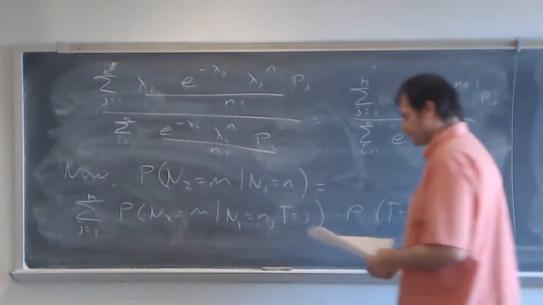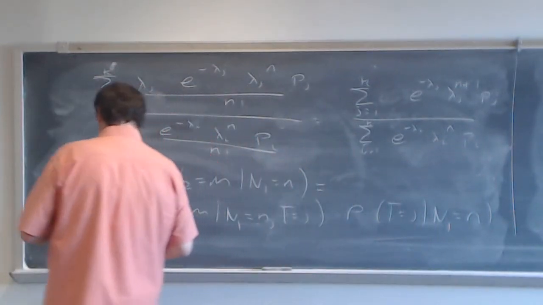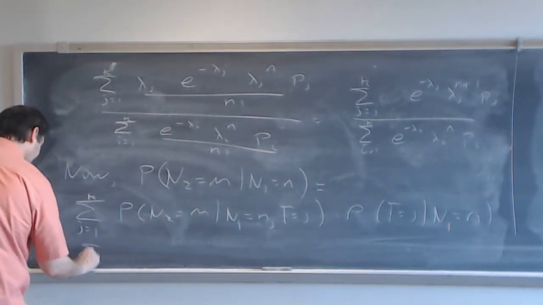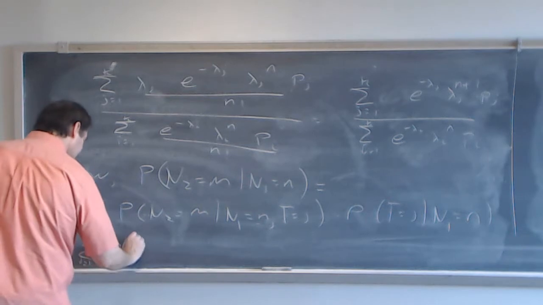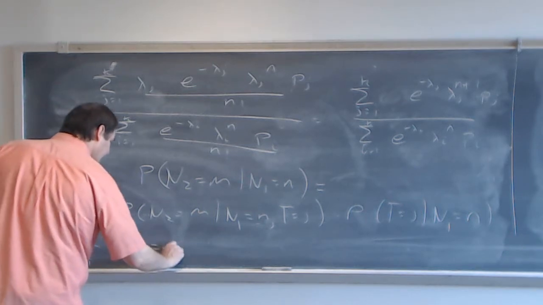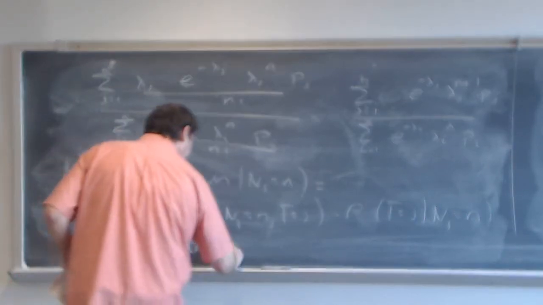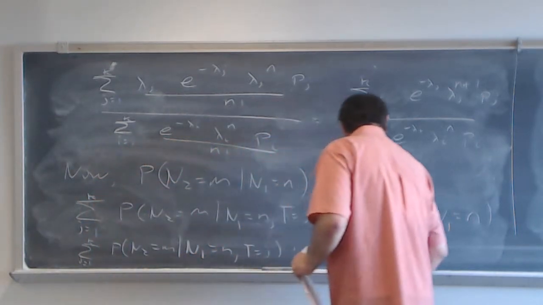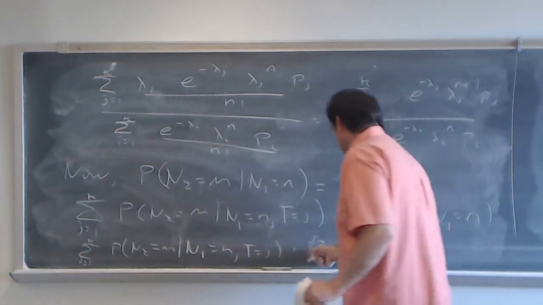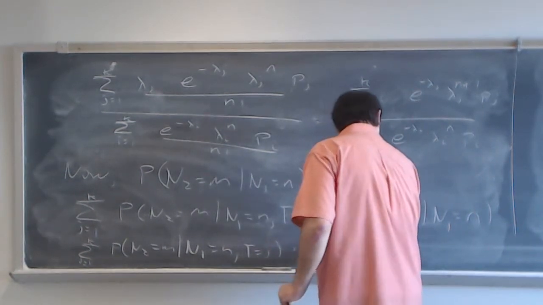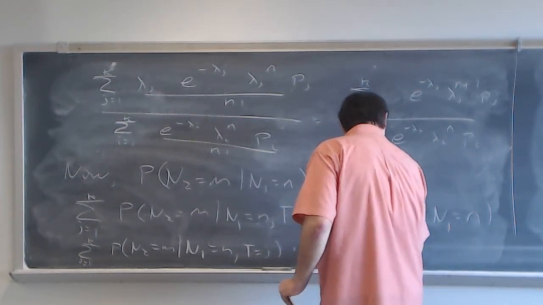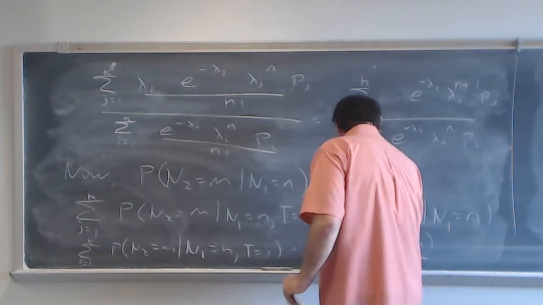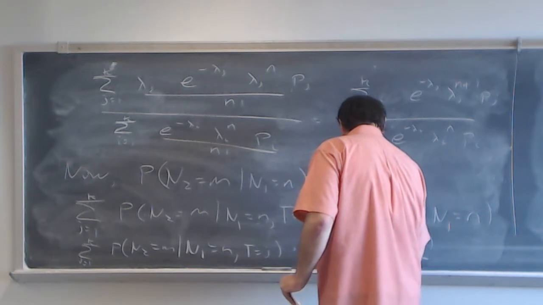All right. Now, here, let's expand that last factor. So this is the sum of probabilities of N sub 2 equal to m, given N sub 1 equal to n and T equals j, times, here, this is the probability that T equals j and N sub 1 equals n over the probability that N sub 1 equals n.